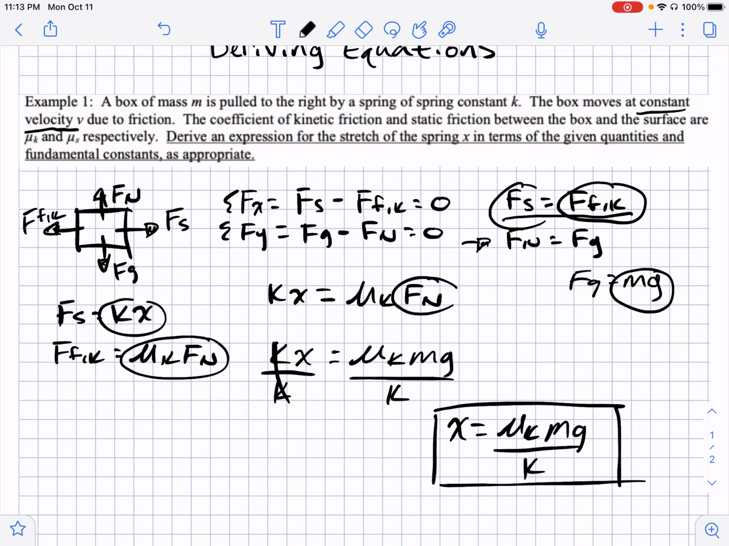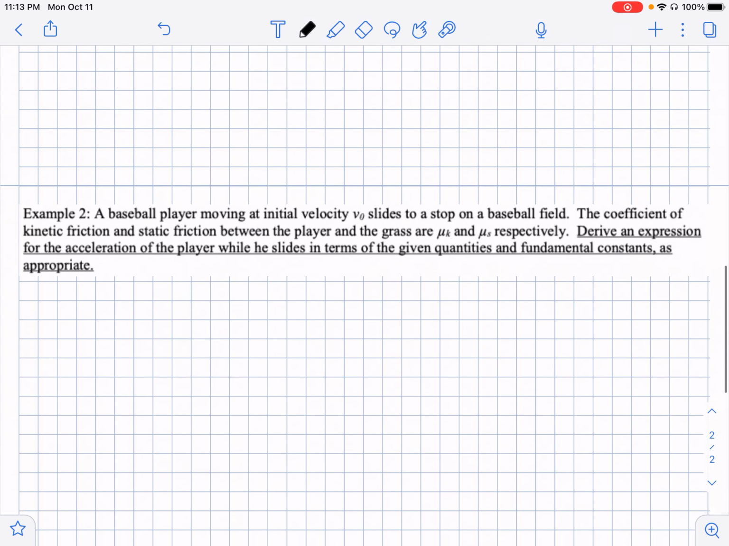And so notice we don't have any numbers, right? All we've done is we substituted in some different equations and we simplified it for the stretch of the spring. So let's look at another example.